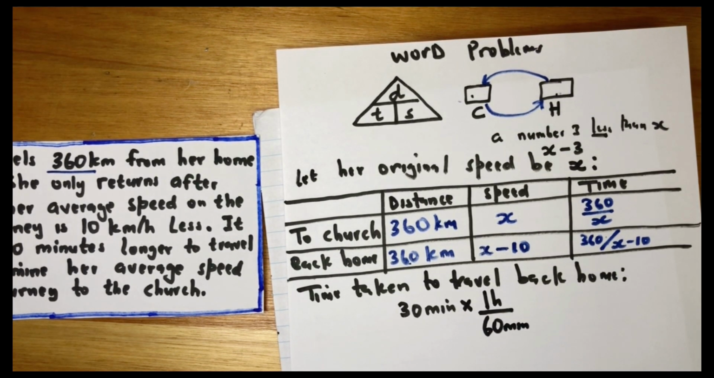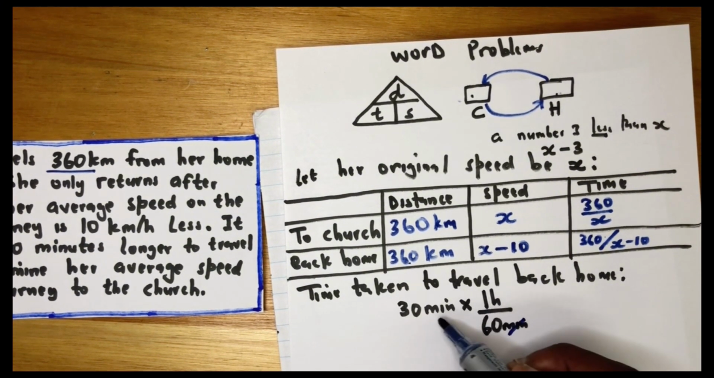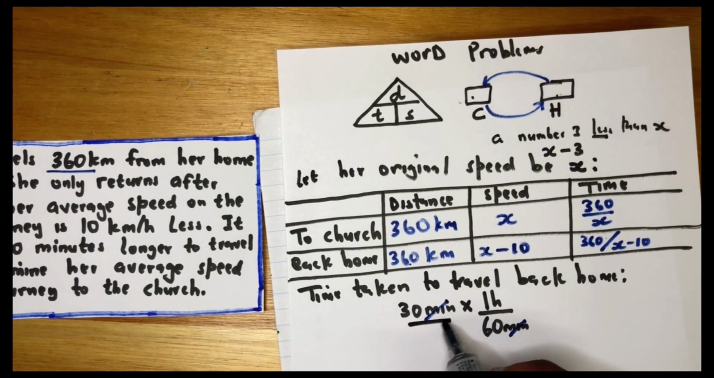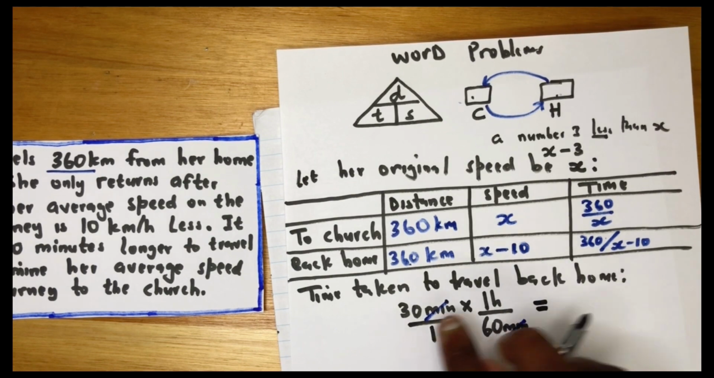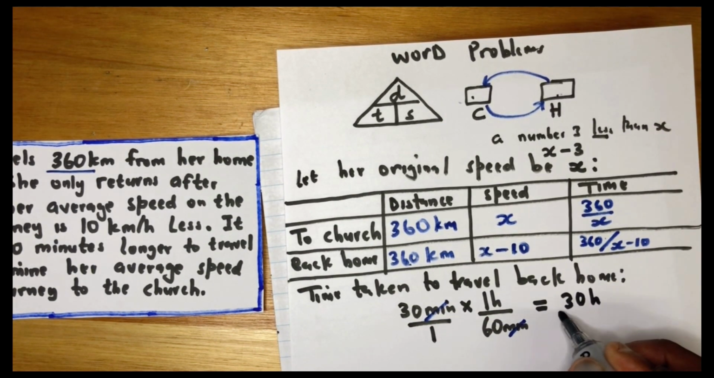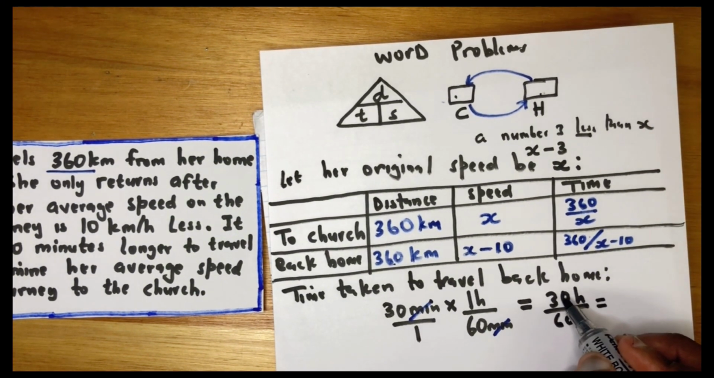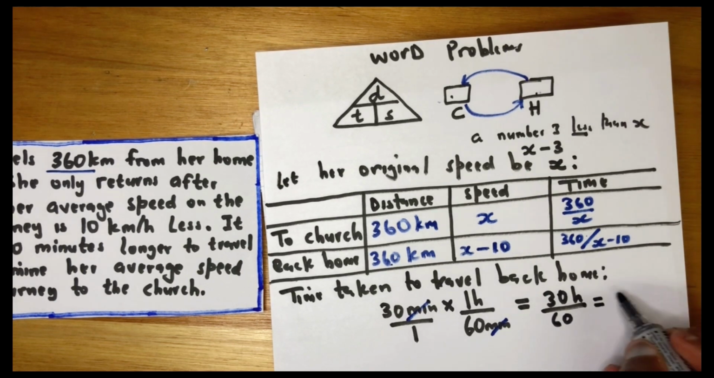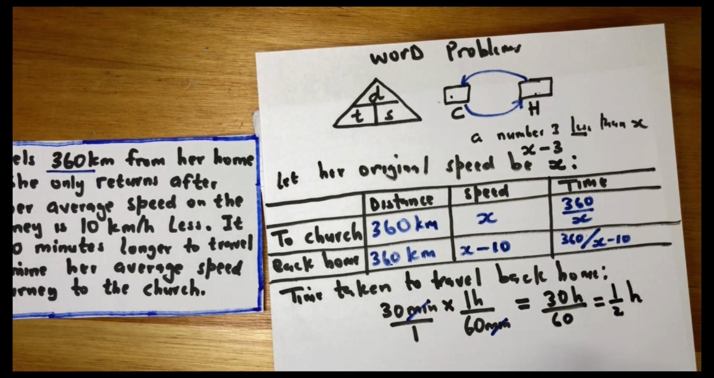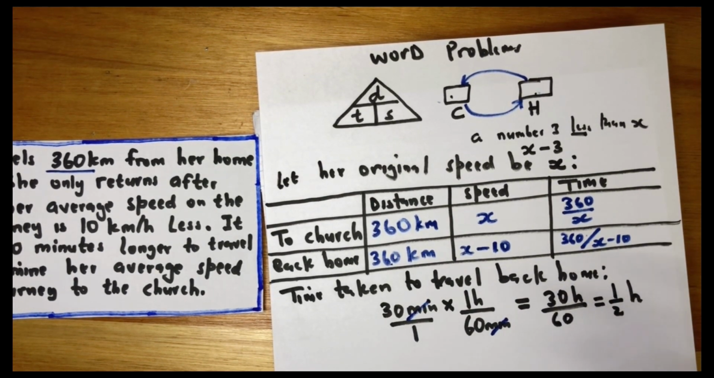So guys, can you see that this minute will cancel this minute? So now we are left with what? We have 1 here. So we are left with 30 times 1 hour, we get 30 hour over 1 times 60, we get 60. We know that 30 divided by 60 is the same as 1 over 2 hour. So that's the time that Ntombi took longer when she was returning back home.